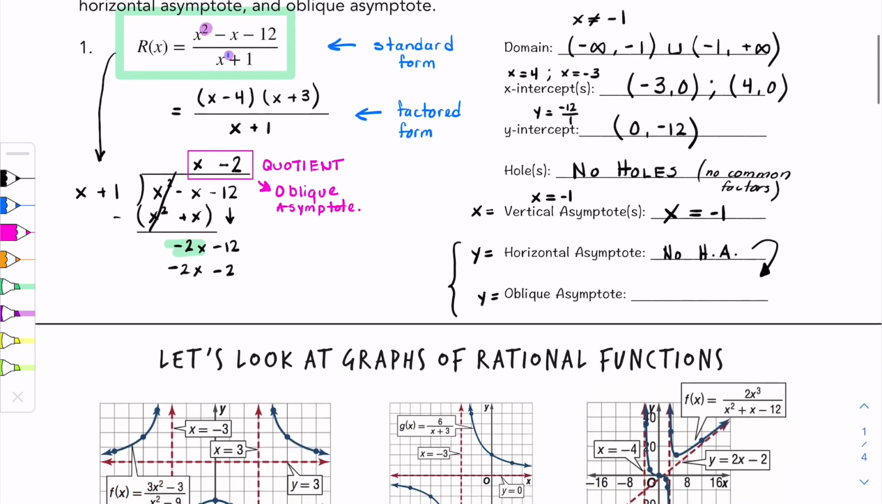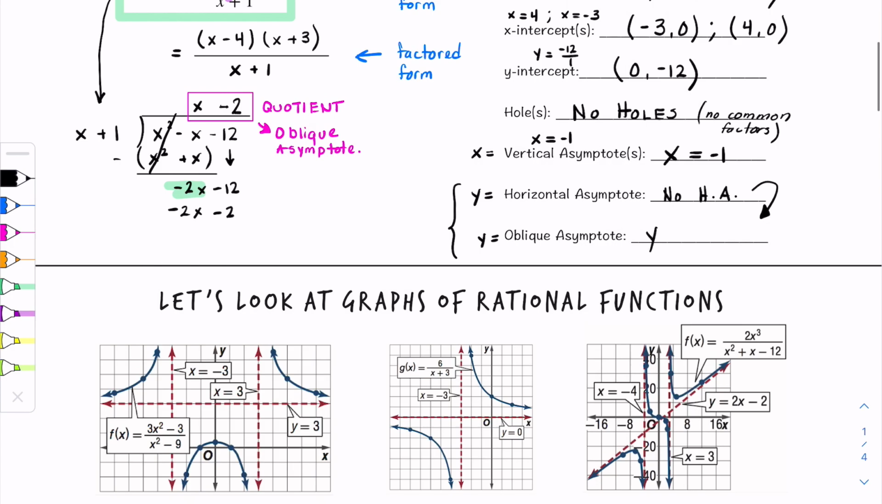So we would write the oblique asymptote as y equals x minus 2. And that was your quotient from your division problem.